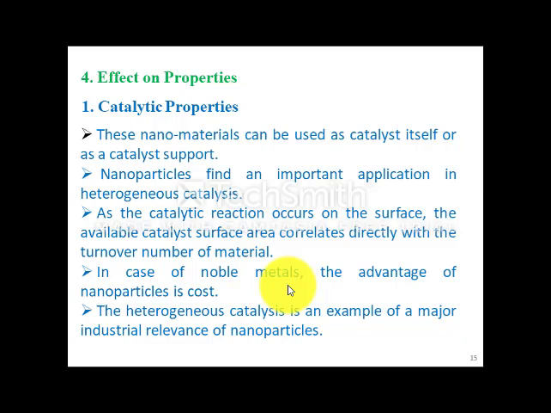The heterogeneous catalysis is another example of a major industrial relevance for nanoparticles. This is another example.